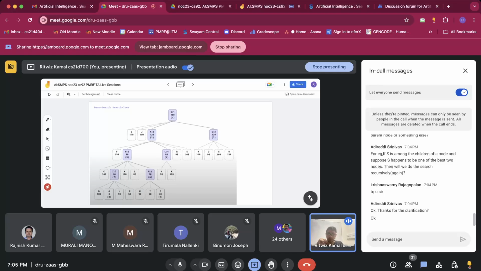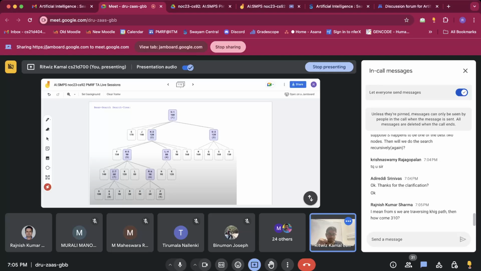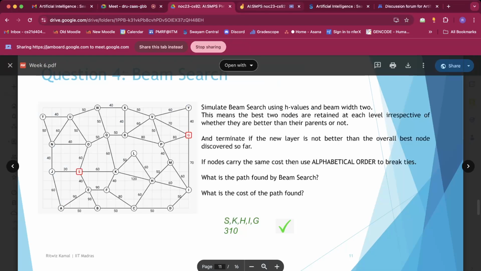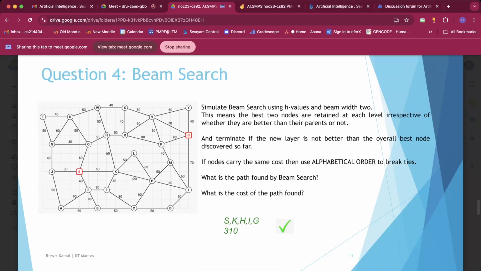Any other doubts in this question? Yeah, exactly. We are traversing from S using the KHIG path. So this search tree is based on the heuristic value, not the actual cost, right? The actual cost is given in the map to us. And if you go from S to K to H to I to G, you would have to add 60 plus 120 plus 60 plus 70. That will give you 310.